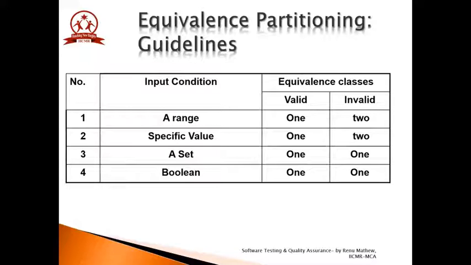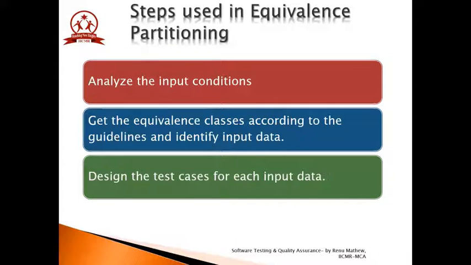If input condition is Boolean, that is true or false, then 1 valid and 1 invalid classes are defined, and therefore there will be 2 test cases. So the steps used in equivalence partitioning are: first, analyze the input conditions, then get the equivalence classes according to the guidelines and identify input data from each class, and then design the test cases for each input data identified.